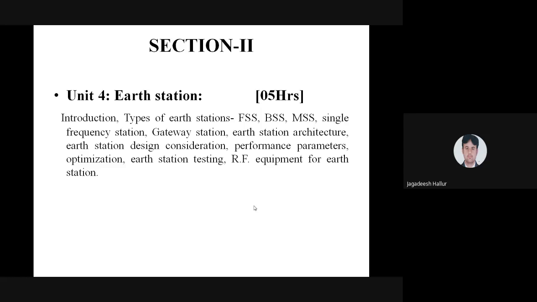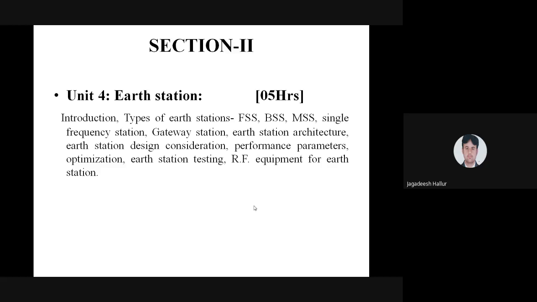This is a fixed satellite service. Now, you are using a broadcast satellite service. That is a receive only antenna or a transmit only antenna. It has to receive or it has to transmit. These are the two points that come under this.